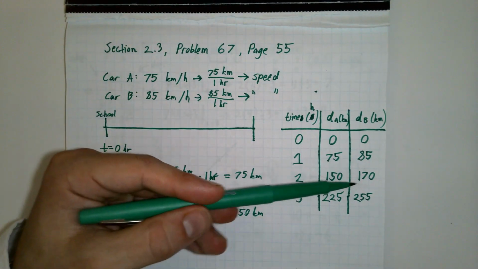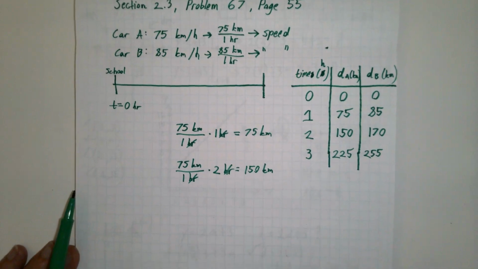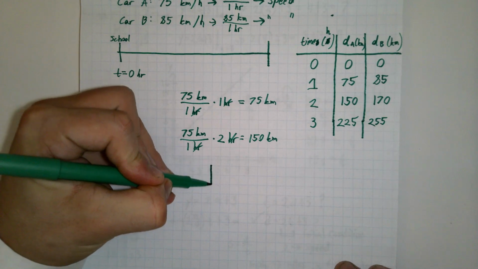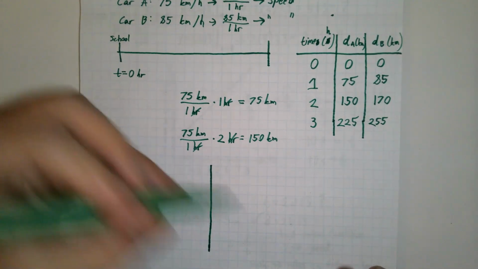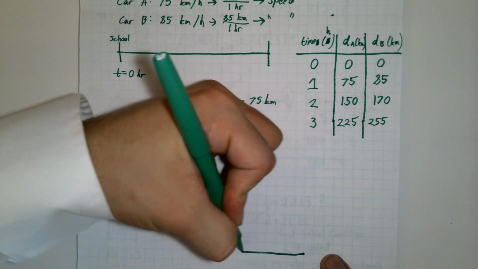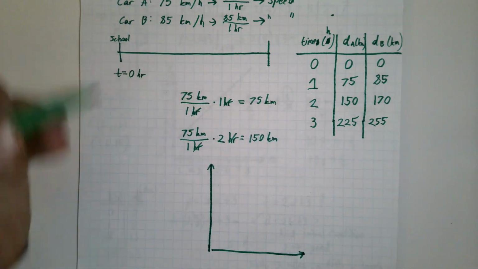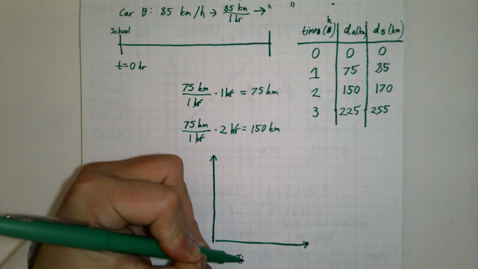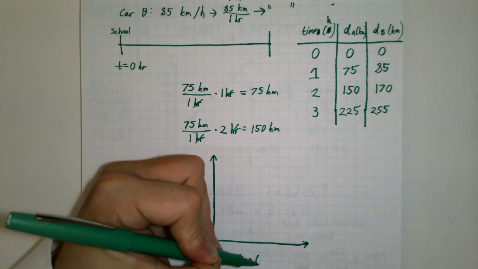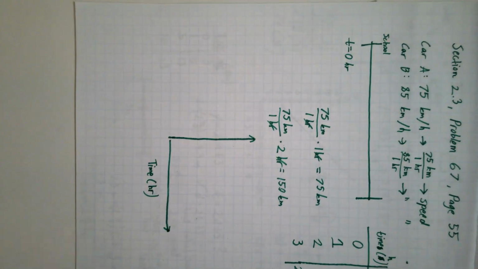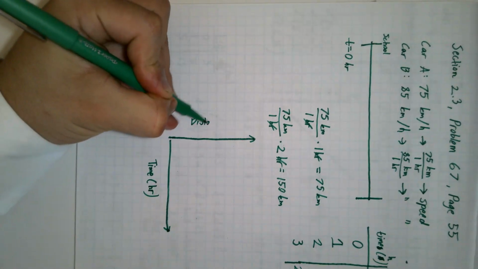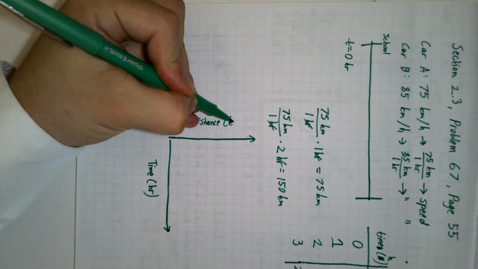So now that we have a data table, we can create a graph that's appropriate to this. My independent variable is time. I'll put time on my horizontal axis, time measured in hours. On my vertical axis, my dependent variable, I'm writing distance as measured in kilometers.